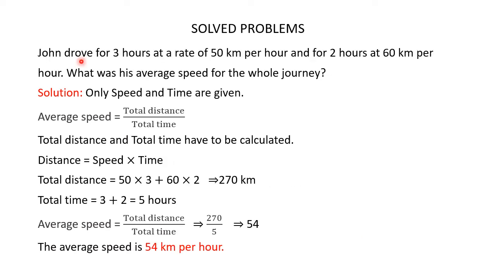John drove for 3 hours at a rate of 50 kilometers per hour and for 2 hours at 60 kilometers per hour. What was his average speed for the whole journey?